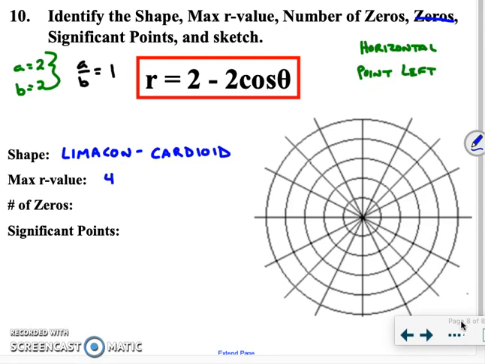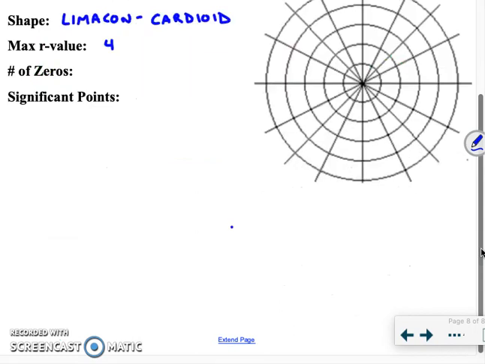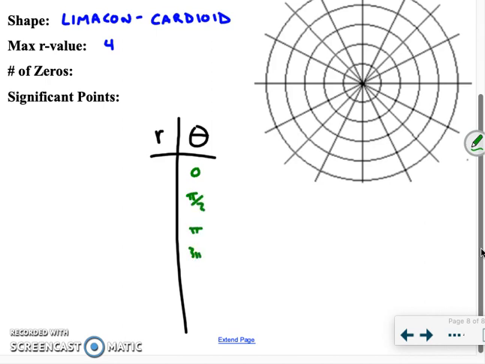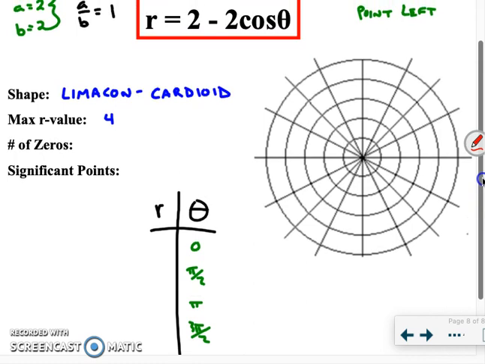As far as our significant points are concerned, it's going to be beneficial to us to create my T-chart before trying to identify the number of zeros and things of that nature. So the good news when it comes to the T-chart is that with any Limaçon, whether it's a cardioid, inner loop, dimple, or convex, we're always going to use the same 5 theta values. Those values are 0, pi over 2, pi, 3 pi over 2, and 2 pi. So these are always going to be the same values, just on repeat over and over.